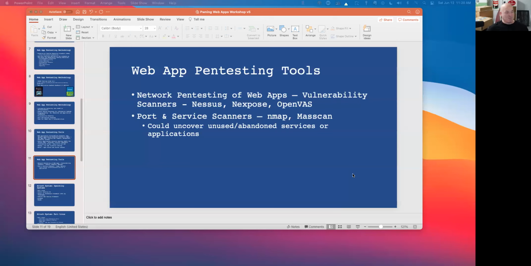And maybe that specific application or function is not being pen tested, so it can be vulnerable. So sometimes you can come in, and there may be a way to exploit the system through an unused service. So doing your Nmap scans and stuff like that is pretty helpful.